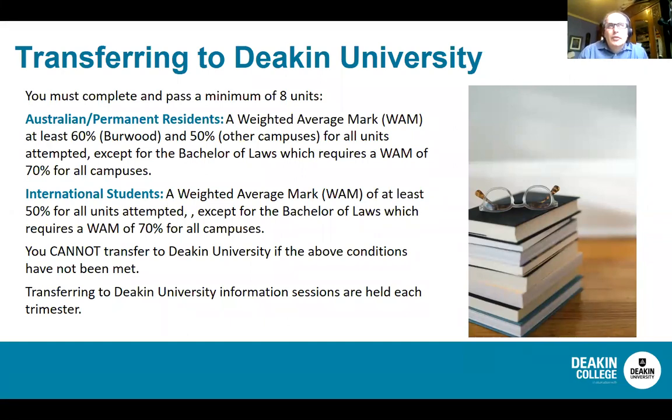To state it simply, if you're doing the 8 units at the end of the Diploma of Business course, and you completed the 8 units and got 60 for all of them, then your average mark would be 60. So your WAM would be 60. So that's how that works.